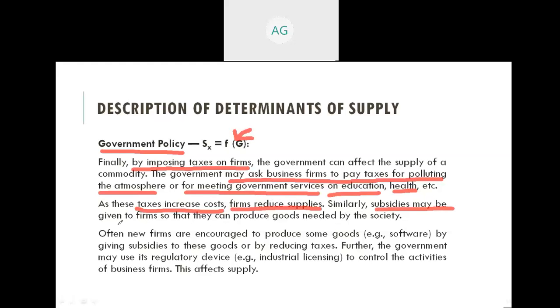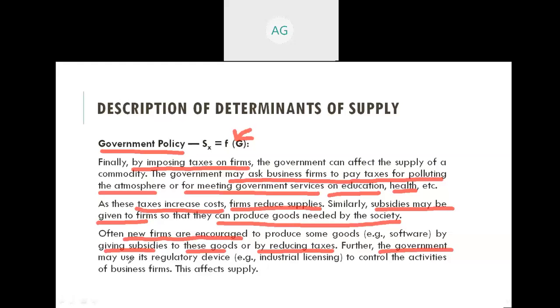Similarly, subsidies may be given to firms so that they can produce goods needed by the society. Often new firms are encouraged to produce some goods, for example software, by giving subsidies or by reducing taxes. In sectors like the IT industry, where software making is predominant, the government encourages firms to produce much more real-time software. That's why they are giving subsidies to the IT industry and to other sectors also.